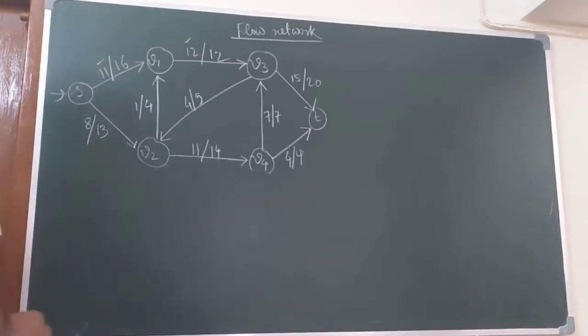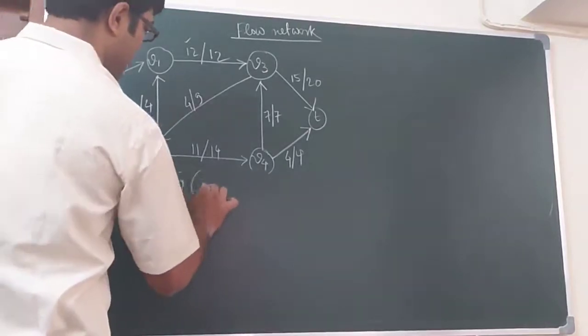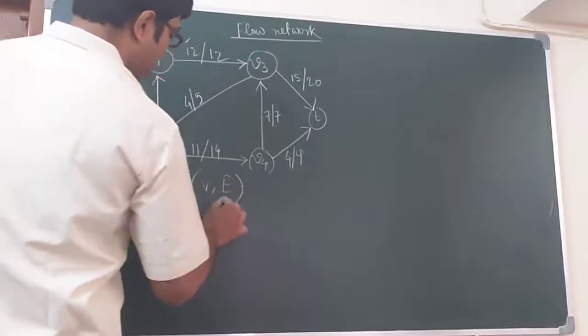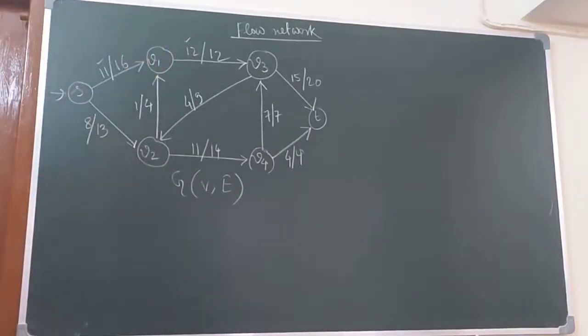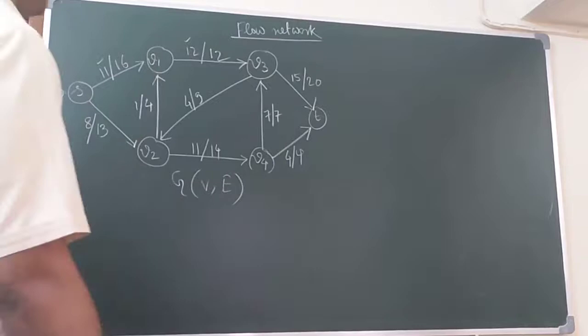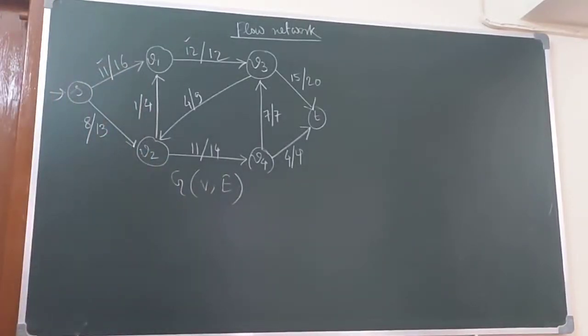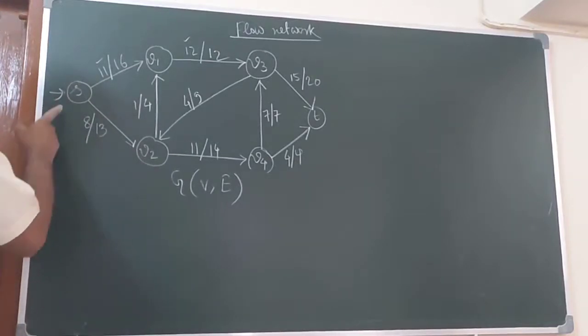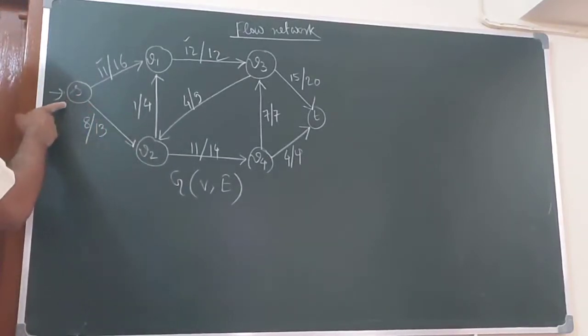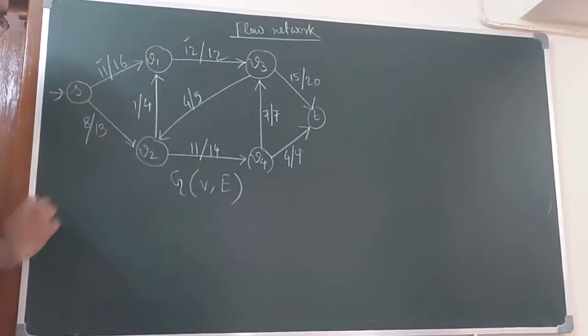So the graph is given. We have to find out the residual graph of this given network. Let us choose an augmenting path starting from S to T. This will be an augmenting path.